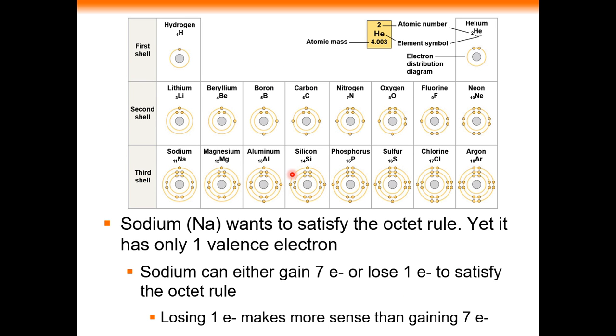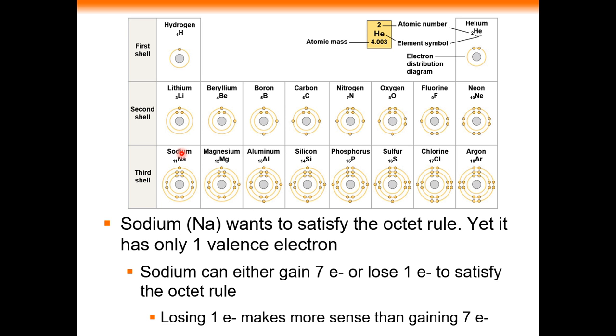So we said before, elements want to follow the octet rule. They want to have 8 valence electrons. Sodium wants to do it, but here's sodium. It only has 1 valence electron. So it thinks, how can I get to 8? I could gain 7, but it's lazy like you and I, and that's a lot of work. Or it could lose 1.